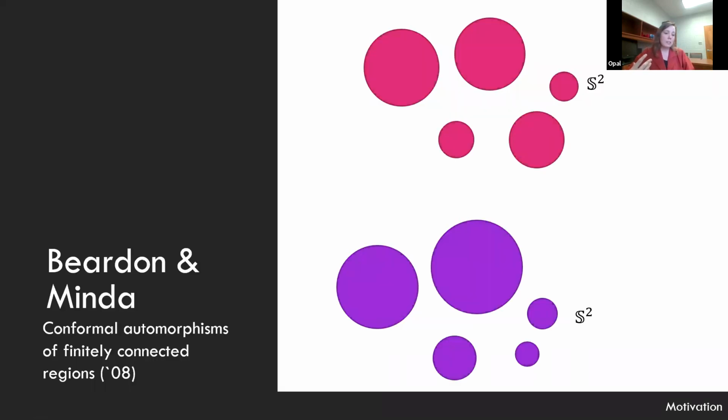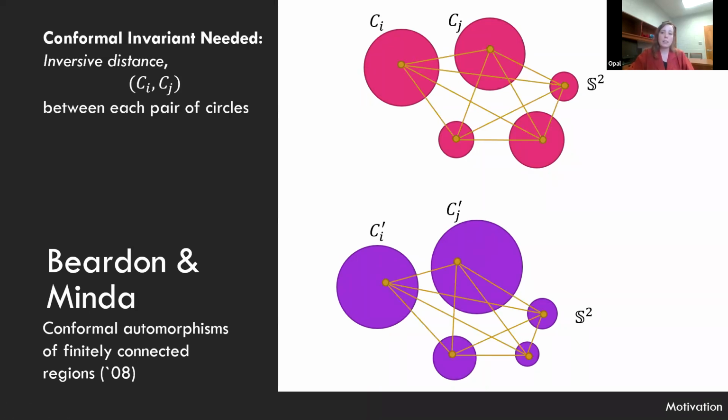Okay, so to start off with, Beardon and Minda in their paper Conformal Automorphisms of Finitely Connected Regions had two main theorems that they looked at. The first being that if you have two collections of finitely many disjoint circles where you know that the inversive distance between each pair of circles is correspondingly equal between the two collections, then you know that there is an inversive transformation taking one collection to the other.